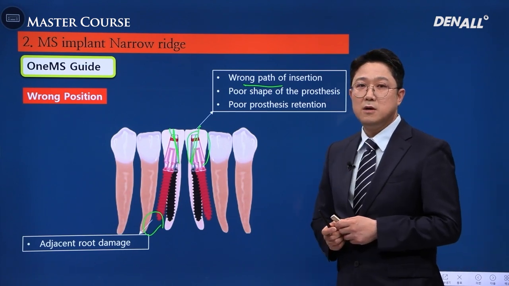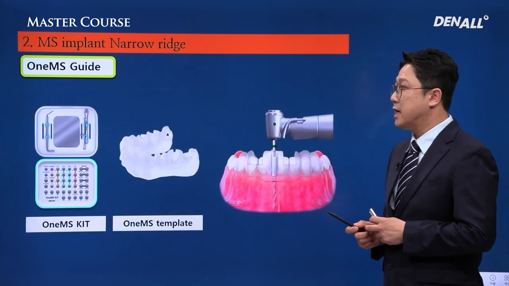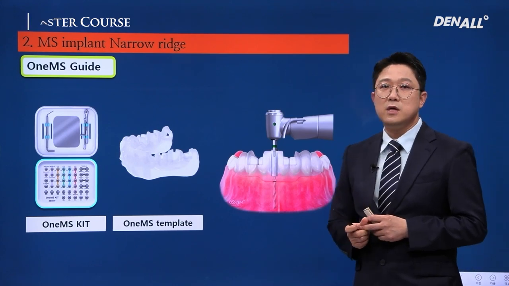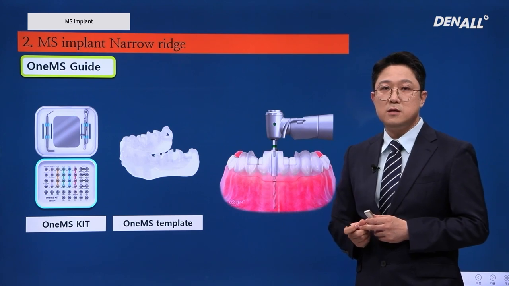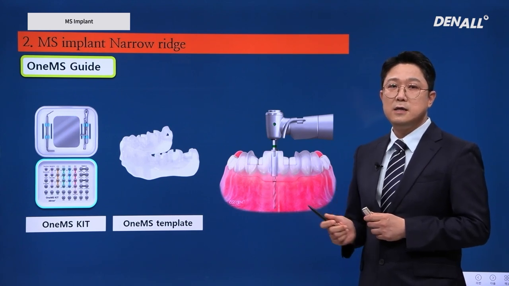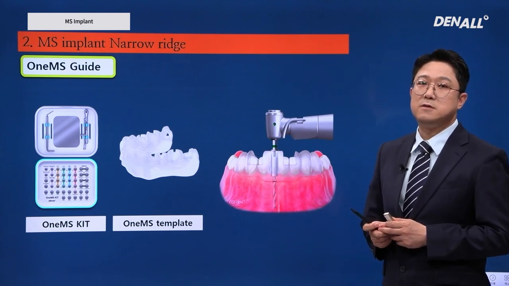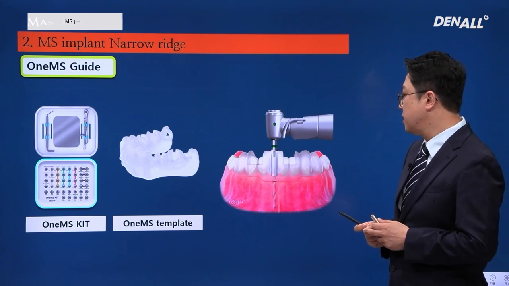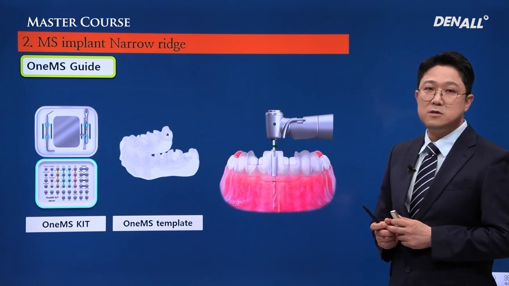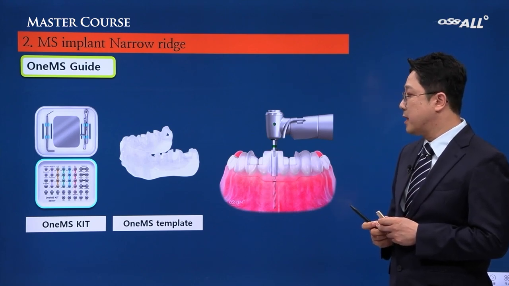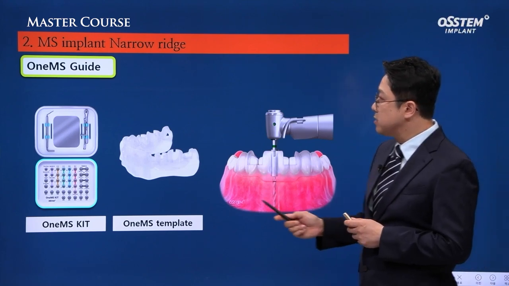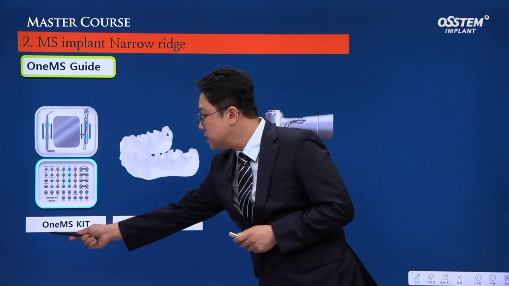In this case, like using one guide, there is a 1MS guide. If you use this guide in determining the path, you can get a lot of help. If you use the dedicated 1MS kit, then you can get good results. Let me share with you a case.